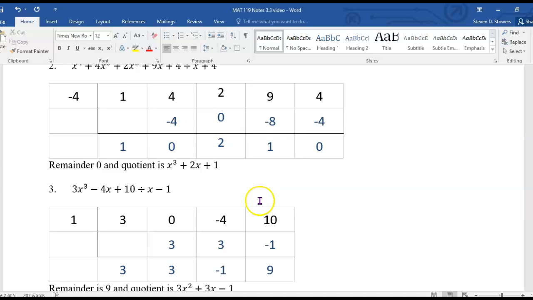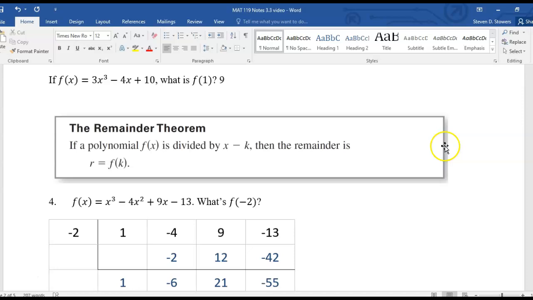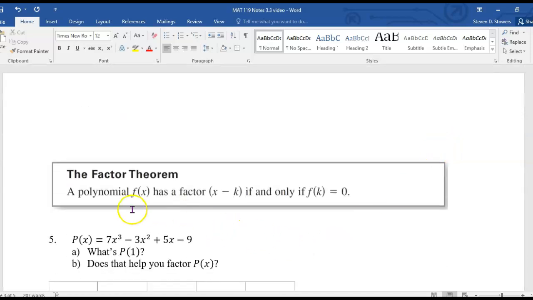And what about when the remainder turns out to be 0, like here? We already know that because of the remainder theorem, that would mean that when you plug in this number, you get 0. So this number is a 0 of this polynomial. And we also know that that means that the division came out even. So what we were dividing by, the x minus 4, is a factor of this polynomial. So those two things go together. A polynomial has a factor x minus k if and only if f of k equals 0.